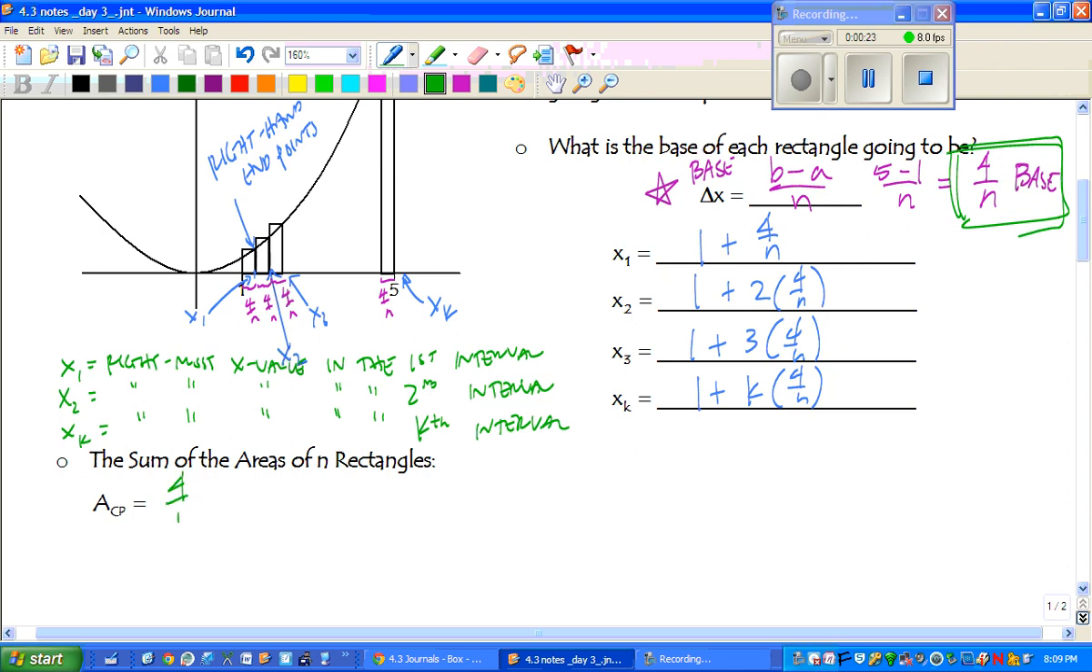We have 4 over n times the area plus 4 over n times the area of the next rectangle, and so on, until we get to the last one.